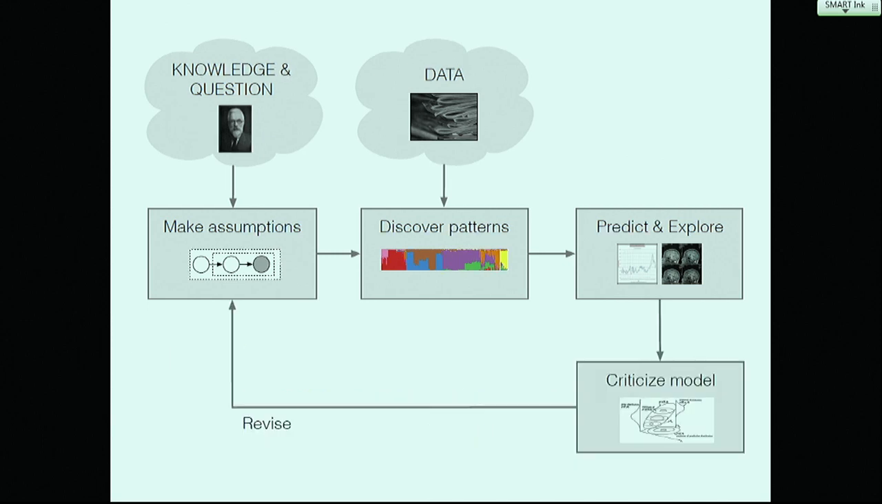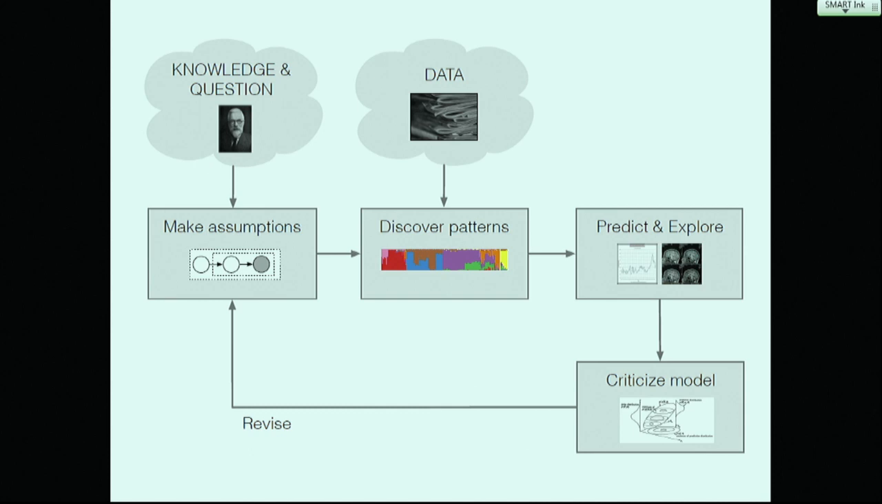But what you want is to go through this loop, right? This is serious. You want to make assumptions, uncover patterns, look at your data under those patterns, and then realize, oh, there's something wrong, and I'm not capturing some kind of spatial correlation, for example. I find that through model criticism. This is a little figure I copied from a beautiful paper from 1980 by George Box about model checking. And then you revise your model and proceed.